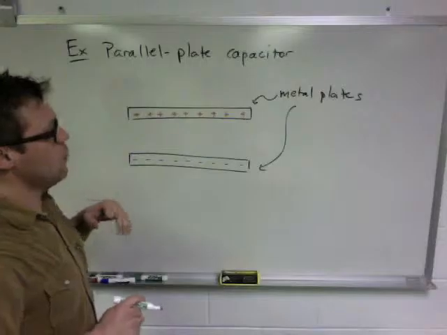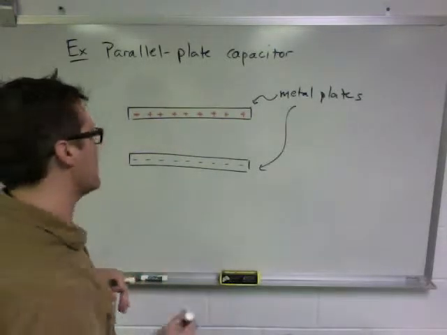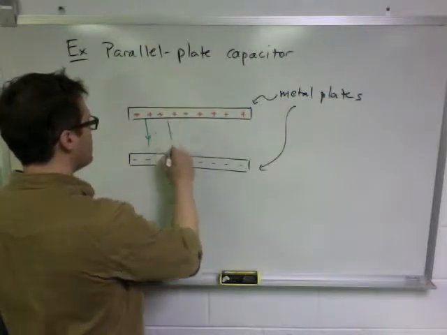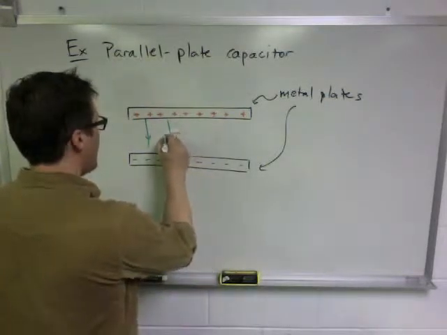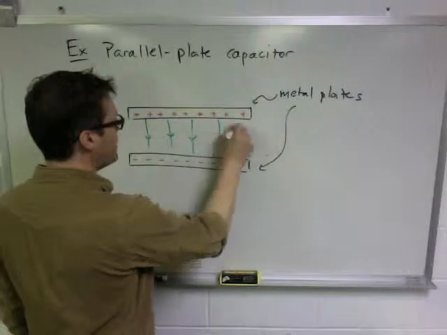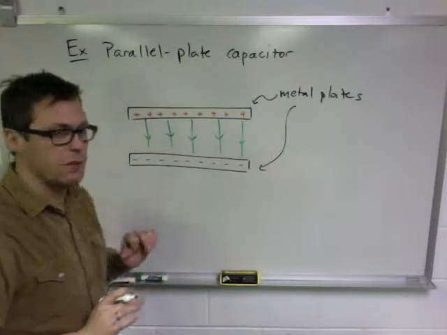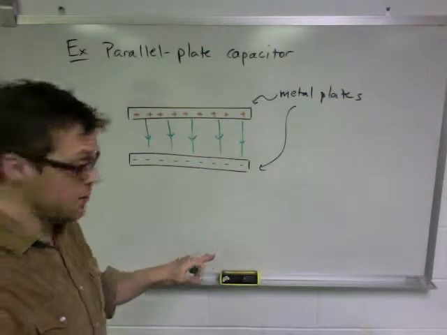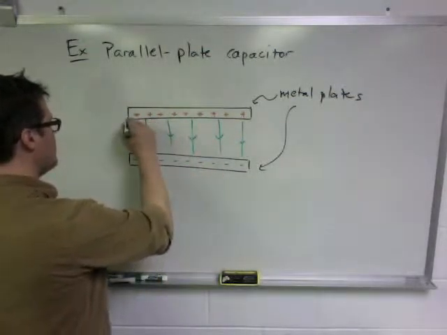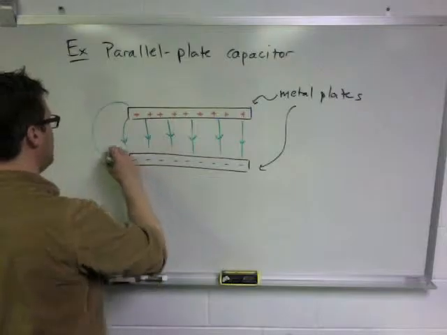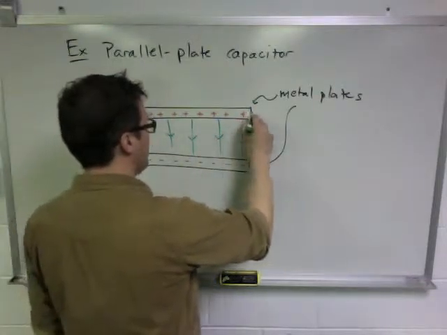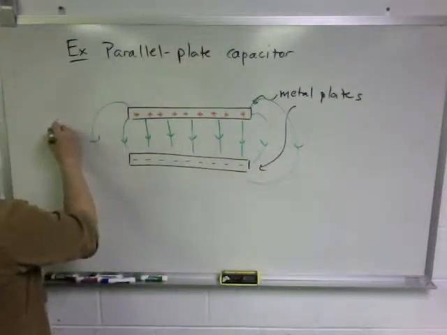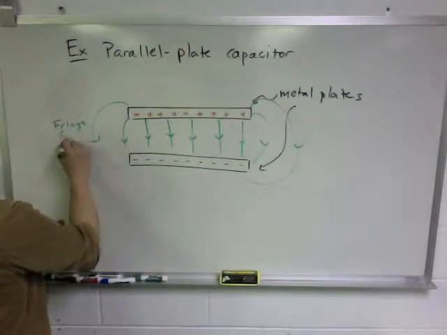When I have two of these metal plates like this, I get an electric field that points from the positive plate to the negative plate. That should be no surprise. And in between the plates, far from the edges of the plates, the electric field is very close to uniform. Towards the edges we start to get this characteristic bending of the field lines, kind of like this. In fact, we call these the fringe fields.